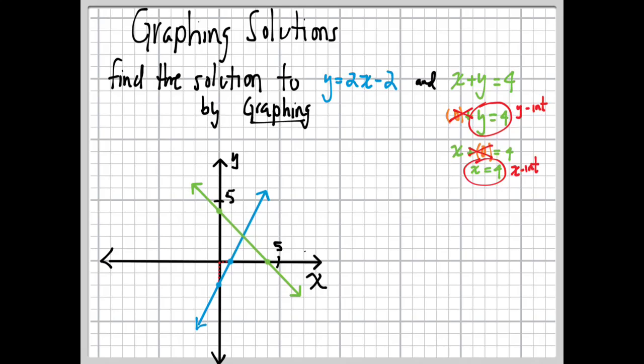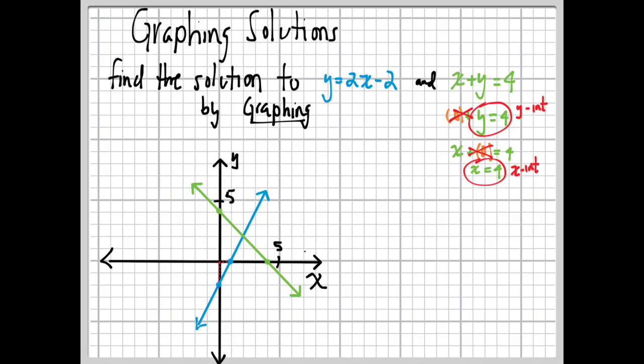Now, here's what we do. We look and we see the point where they intersect. We draw them out as far as we need to. Some lines might go way out, and to find the intersection, this one's pretty easy. It intersects right here, and we can look and see what we think that point is.